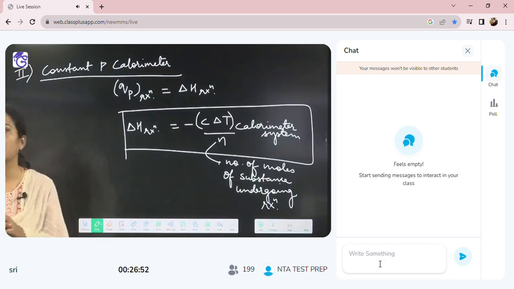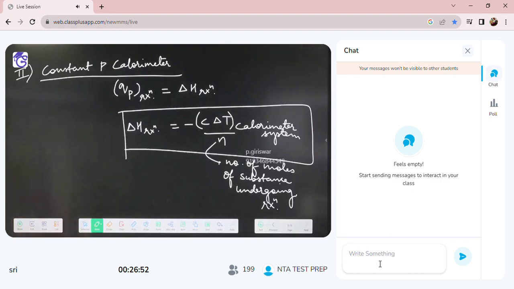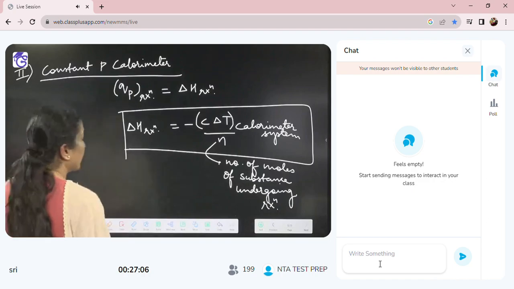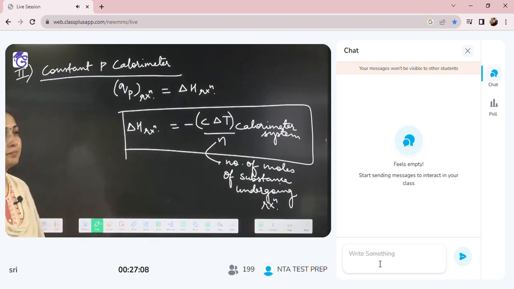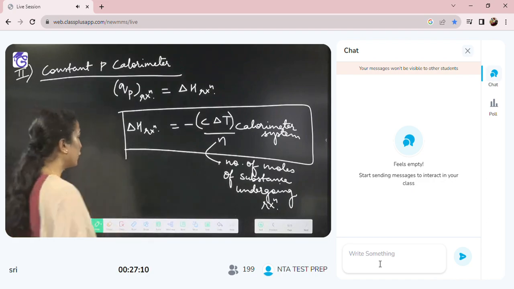As such, the majority of the time the examiner will be giving you bomb calorimeter only. I have not derived this, I have given you the formula directly, because the only difference is that there constant volume was there, here constant pressure. Can we proceed further? I'll give you one or two numericals here.